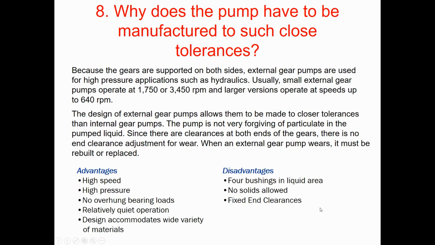Now, why does the pump have to be manufactured to very close tolerances? We said these types of pump are going to be supported on both sides, external, and the external gear pumps are going to be used for higher pressure applications. When we talk about higher pressure, we're talking about, let's say, above 50 kilopascal for a small area. And for the velocity, we're talking about the range of 1,750 to 3,500 RPM. And of course, this will be a very high speed of rotation.